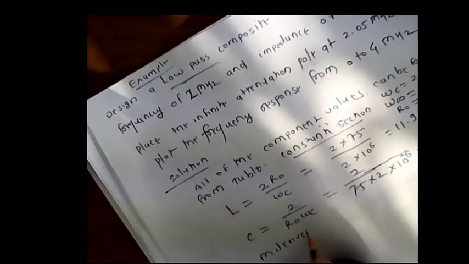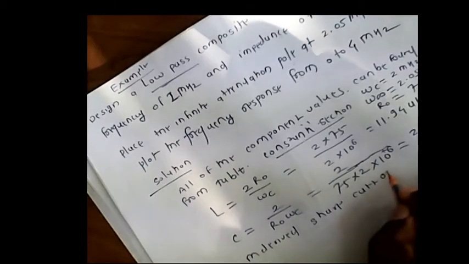Then the M derived sharp cutoff section. So we can find out the value of M. M can be found out by using the formula under root 1 minus cutoff frequency divided by infinite frequency, bracket square.